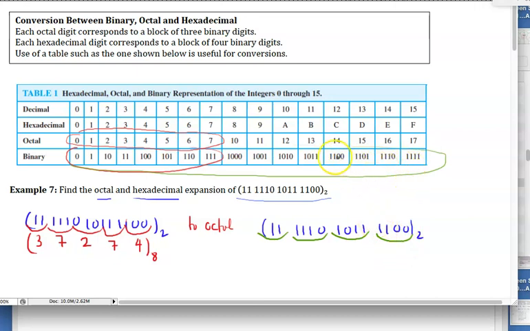So 1, 1, 0, 0 in the chart is a C. 1, 0, 1, 1 in the chart is a B. 1110 is an E. And 11 is a 3. So 3EBC is the base 16 conversion there. That's how to avoid going to base 10. We don't go to base 10 and then to base 16 or base 8. We can go directly between those using the charts.